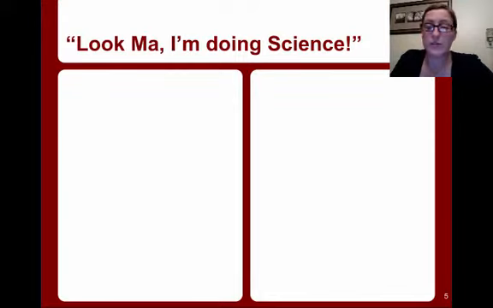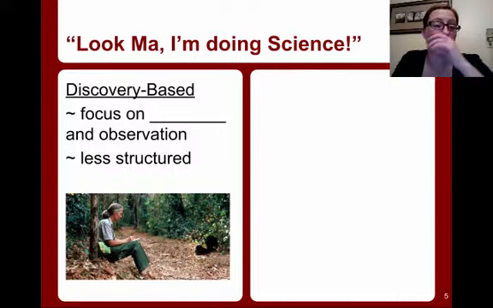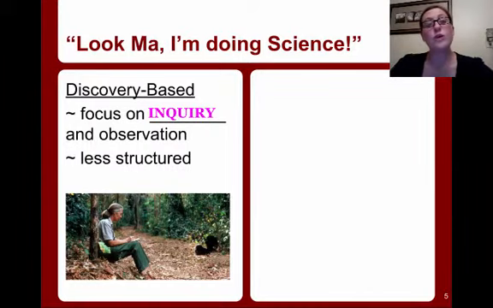So, we're doing science. We're going to do lots of science in this class. There are two basic branches to ways that science can happen. Okay? And the first is what we call discovery-based. So here we're focused on inquiry, which is the idea that we're doing a lot of observing and then asking questions about those observations and continuing to make further observations.